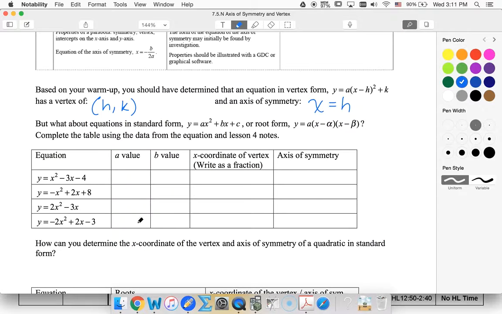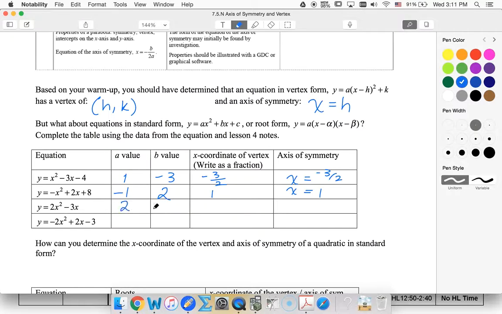So if you've completed this, then we would know just by looking at it, here A is 1, B is -3. Our x-coordinate of the vertex is going to be -3/2. Our axis of symmetry is that x-coordinate of the vertex. -1, 2. Now I'm going to get +1, and x equals +1.